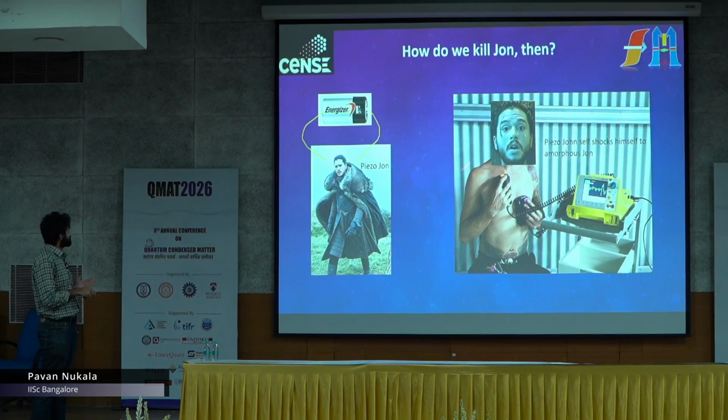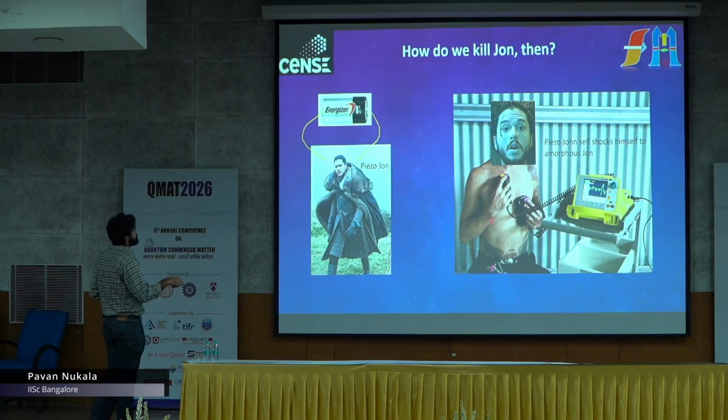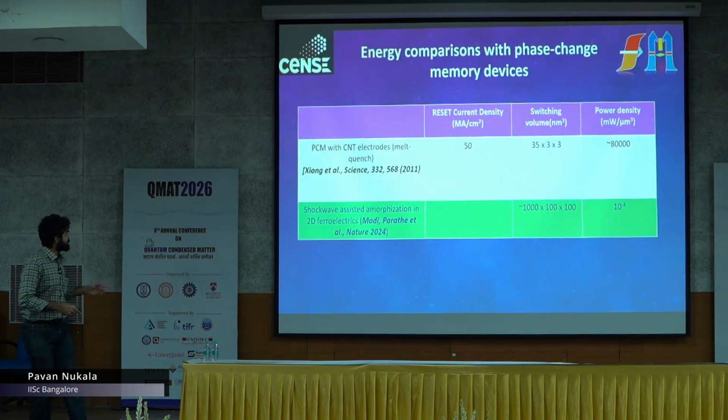So by virtue of the earthquake physics that Jon Snow possesses himself, just applying a simple bias will self-shock Jon Snow to death, right? And you can bring him back to life. How do you bring him back to life?